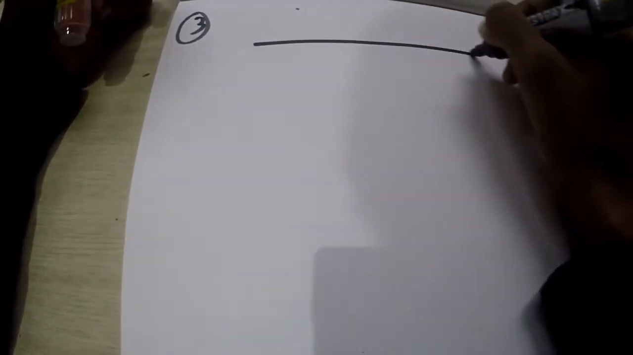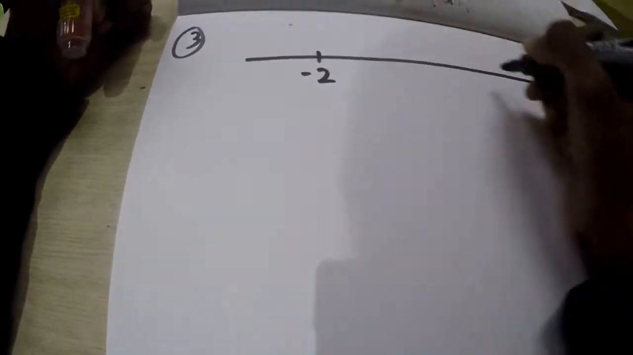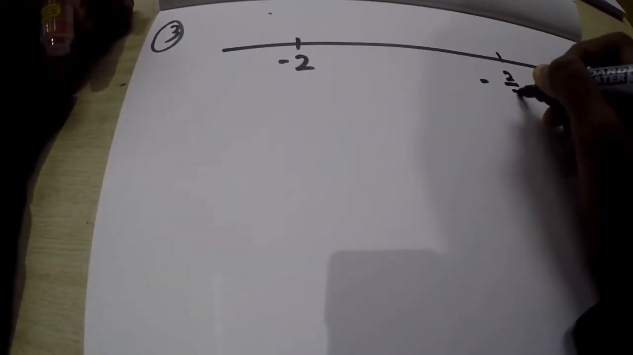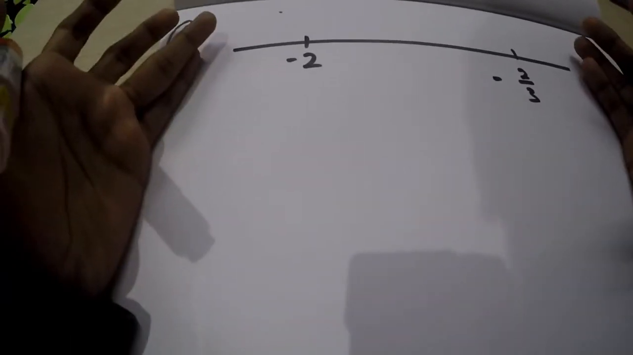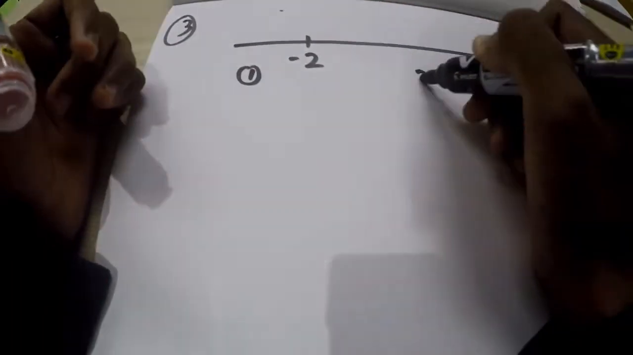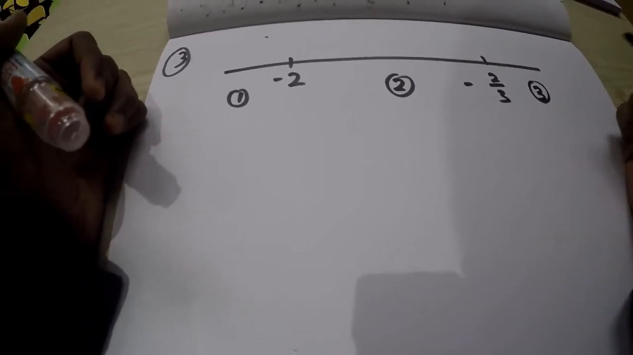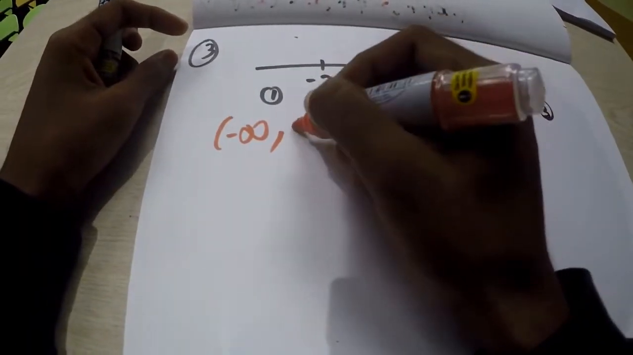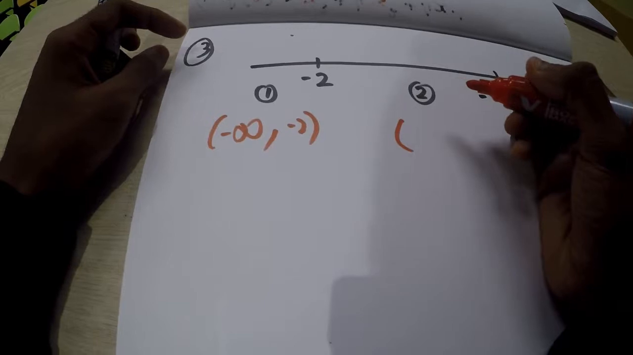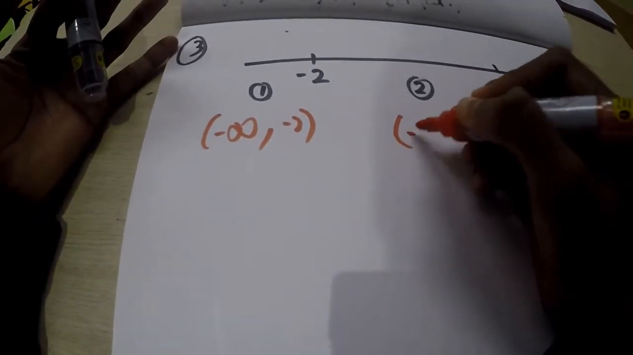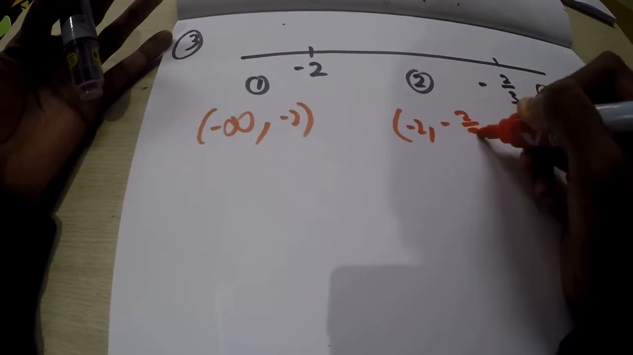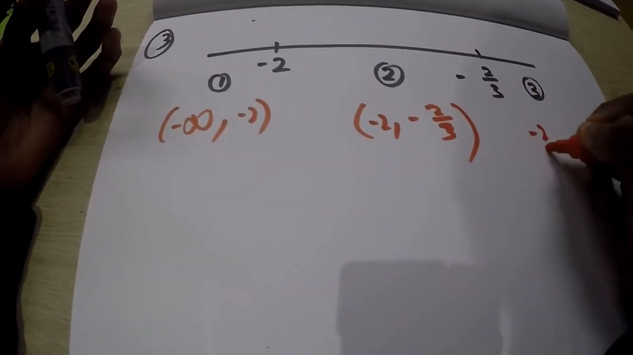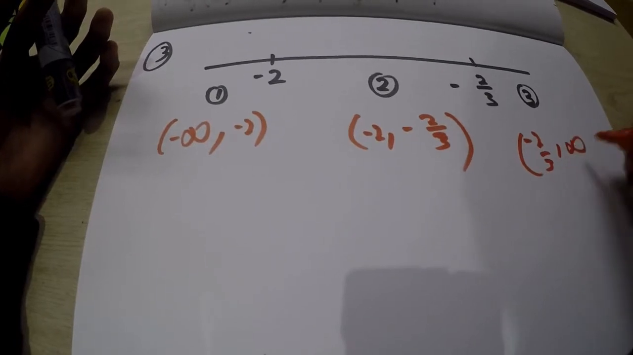Now our third step is to plot the intervals. So let's get the critical points, which are -2 and -2 over 3. So we have 1, 2, and 3, so we get 3 intervals, and the ranges are -∞ to -2, the second interval is -2 to -2 over 3, and -2 over 3 to positive infinity.